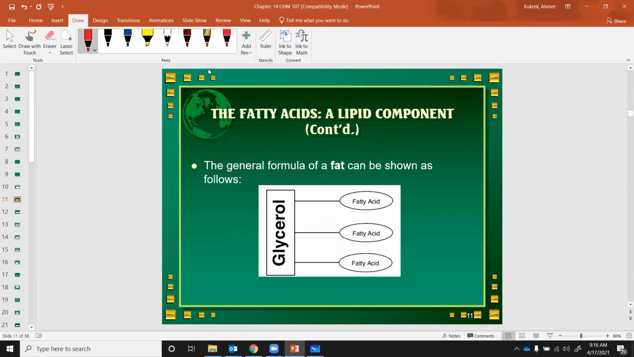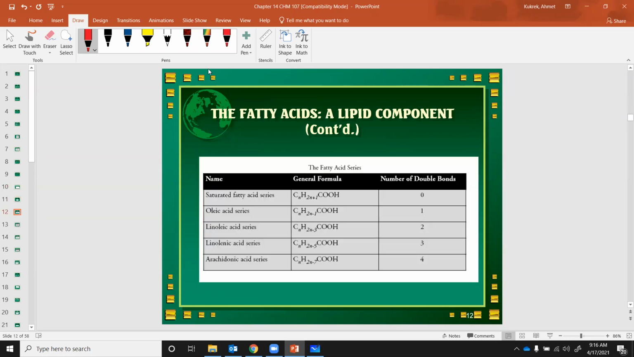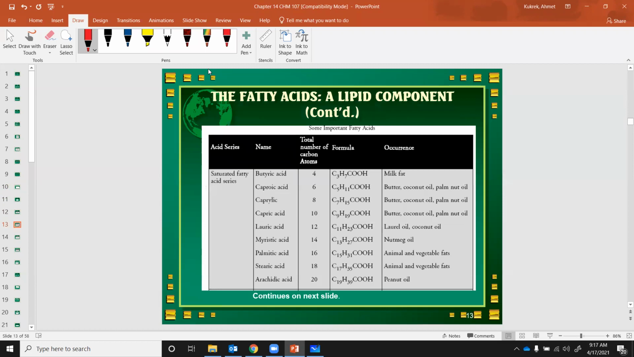And again, this is how the general formula is. And you can actually have different numbers of double bonds. As you can see, saturated fat has 0. But if you increase the number of double bonds, you're going to obviously get different acids: linoleic acid, arachidonic acid, and these are actually very essential acids, by the way. And where can you find these? If you have 4 carbon fatty acids, it's going to be in milk fat.